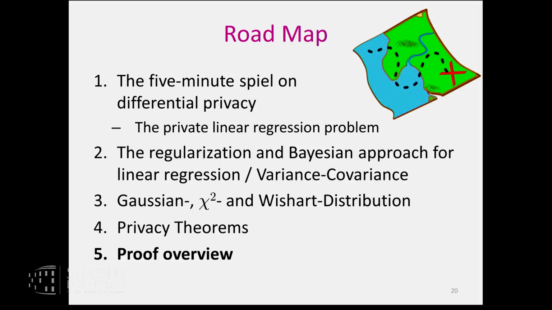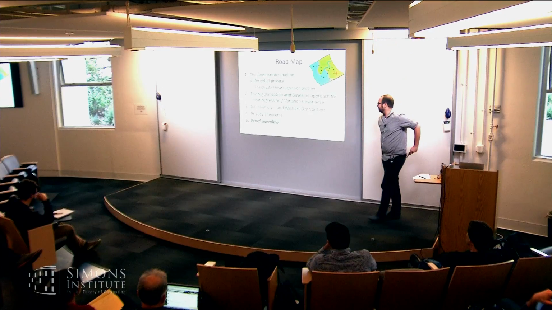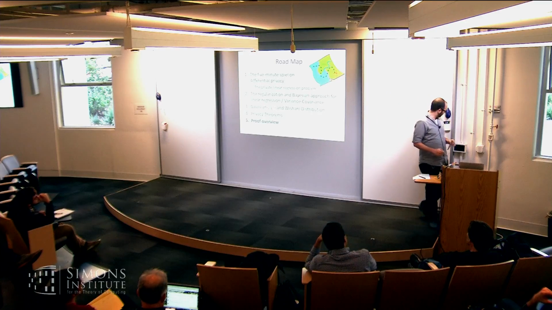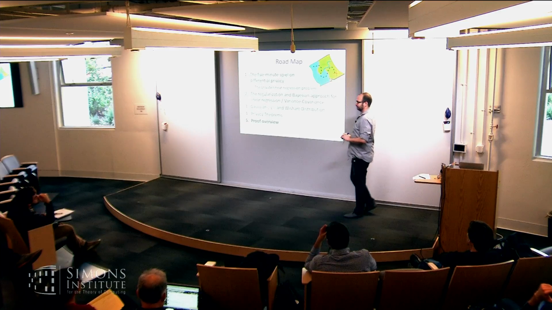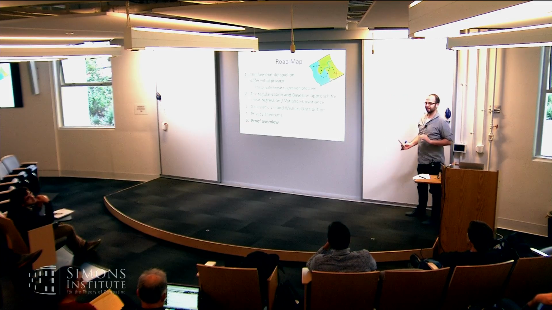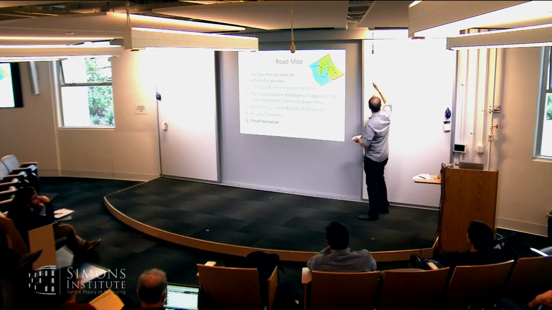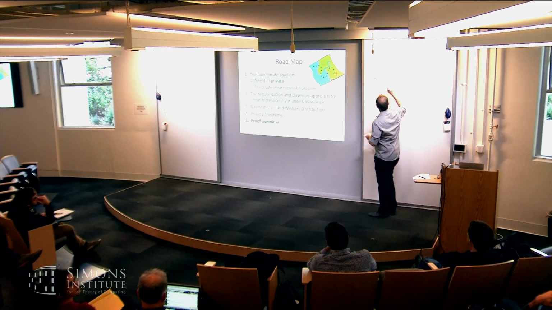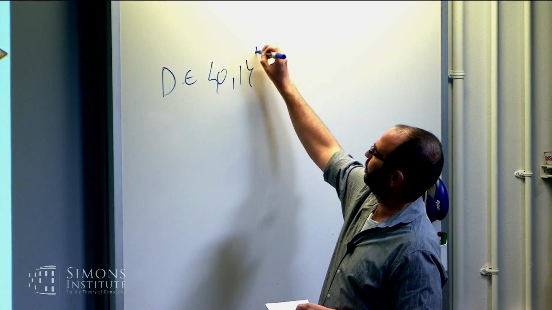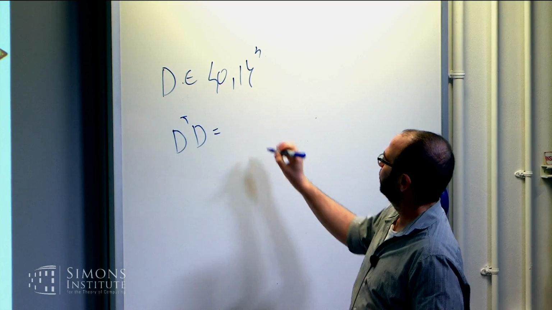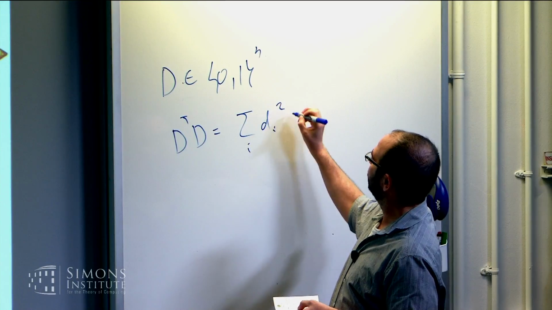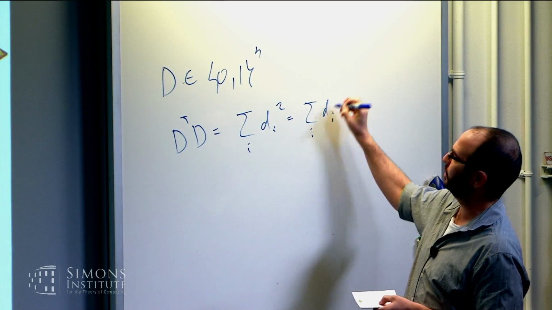Okay, so I gave you the privacy theorems. I have enough time, so I think what I want to do is actually give you the proof overview for a very simple one-dimensional case, at least for the additive version. If there are any other questions. But at least in one dimension, let's consider the case where a very simple input, my data is a vector of zeros and ones. So d transpose d is just summing up those di squared, which is just summing up the di, because they're 0 and 1s.